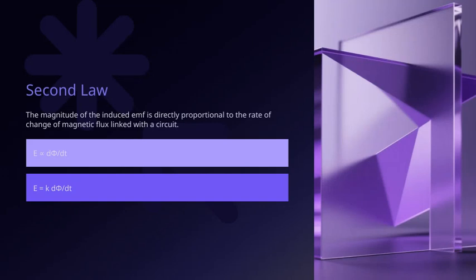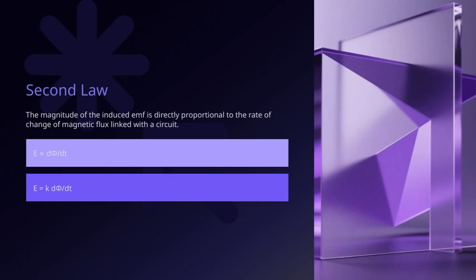Let's take a closer look at this second law of electromagnetic induction. The equation E equals K times d phi/dt shows us that the induced EMF, or electromotive force, is directly proportional to how quickly the magnetic flux, phi, changes over time. In simpler terms, the faster the magnetic flux linked with a circuit changes, the greater the induced EMF will be.